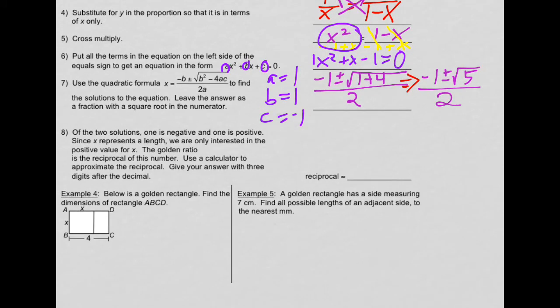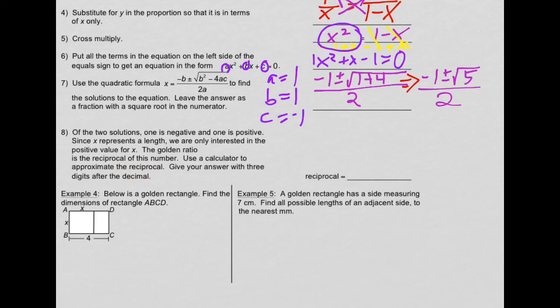And number 8 says, of the two solutions, one is negative and one is positive. And remember, that's just because we have a negative and a positive right here, right? And since x represents a length, we are only interested in the positive value of x. The golden ratio is the reciprocal of this number. Use a calculator to approximate the reciprocal. Give your answer with 3 digits after the decimal.